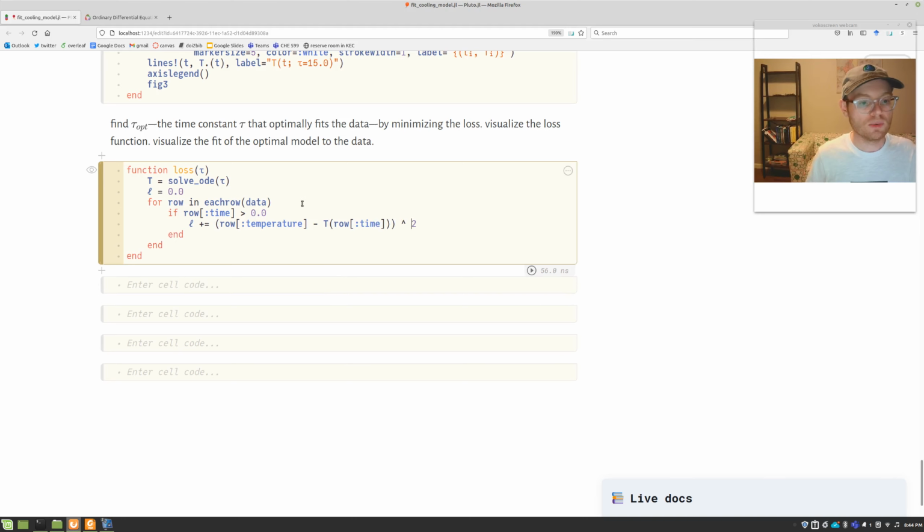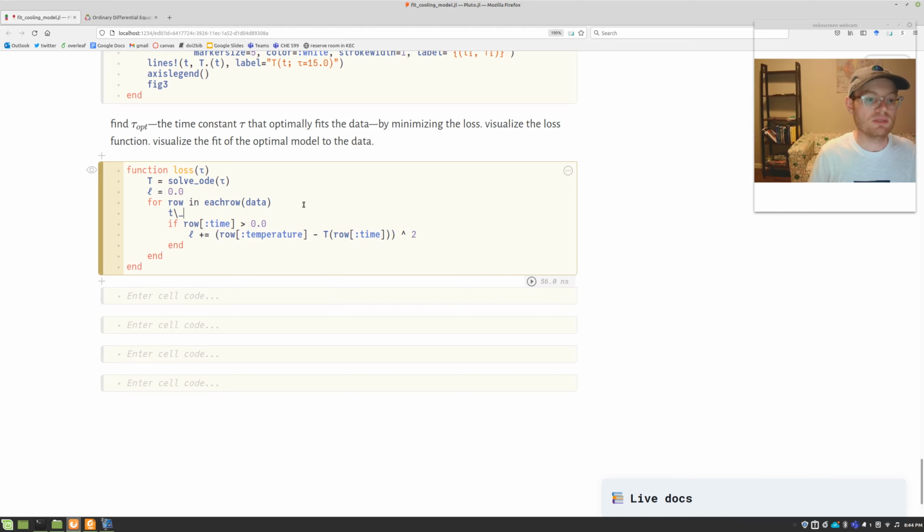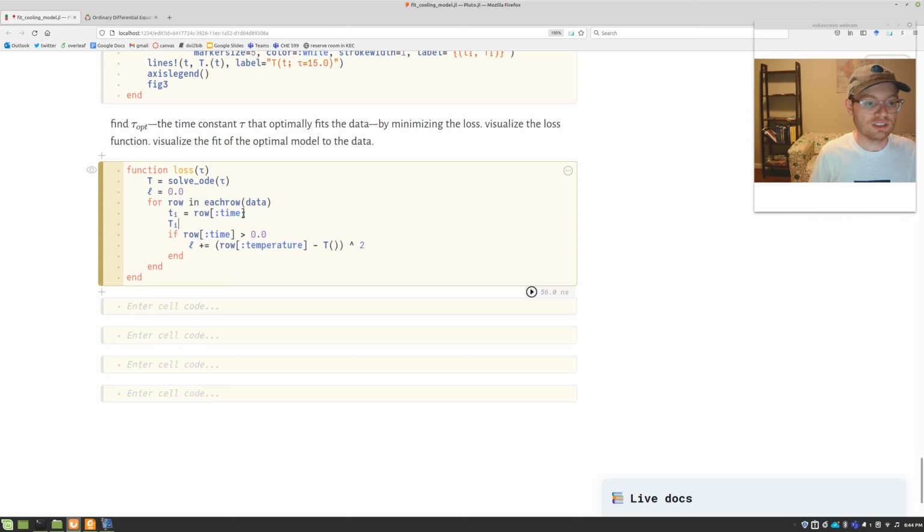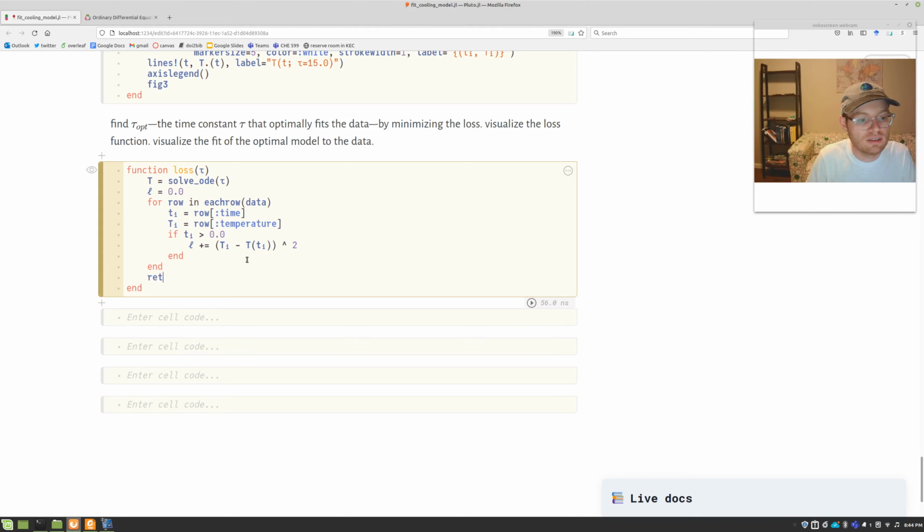So what you could really do here, if you wanted to make it really clear, is that ti is going to be this, right? And ti, this is your data, like in the formula. If ti is greater than 0, that's the only time that we really want to do anything. Ignore the data for less than 0. So you're looking at the sum of square differences between the data temperature, the measured temperature, and the model prediction for that temperature. And finally, return L.